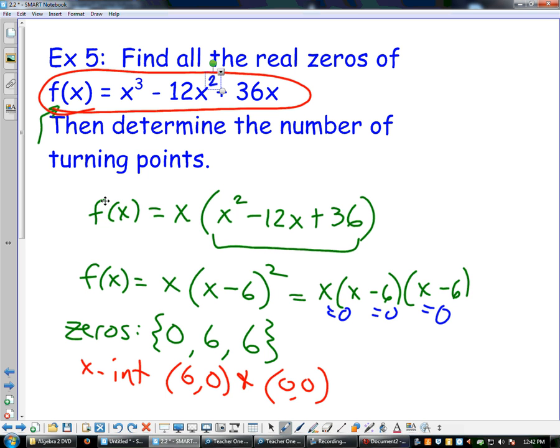So the point is, I'm going to try and get this graph, this shape, starting low, ending high, but I need it to go through 0 and 6.